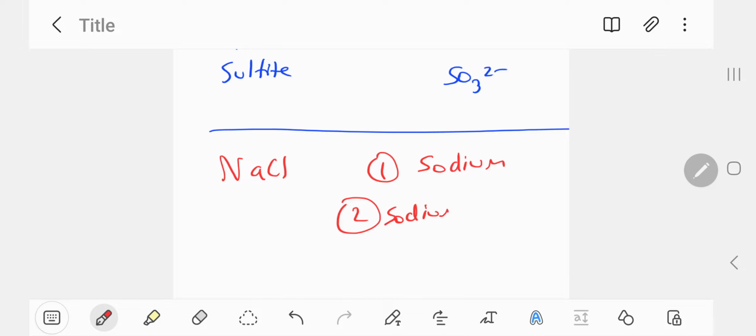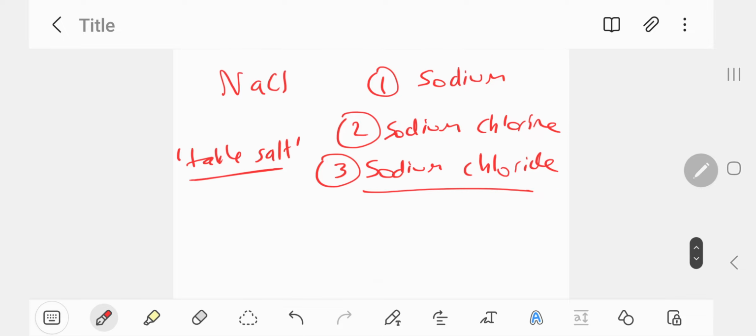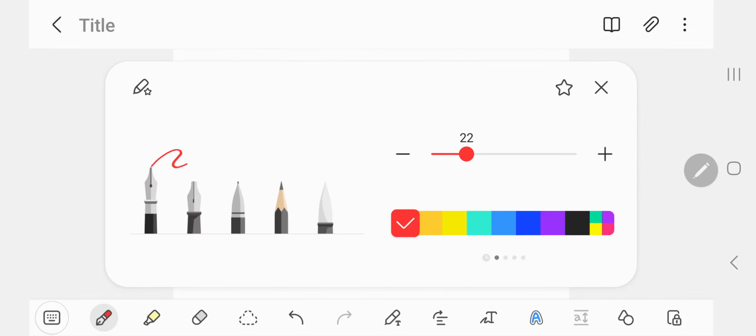So it's sodium chlorine. There's only really 3 steps here. And step number 3, the last step, replace the chlorine with chloride. So you get sodium chloride. This is table salt. And that's it. 3 steps in naming an ionic compound.